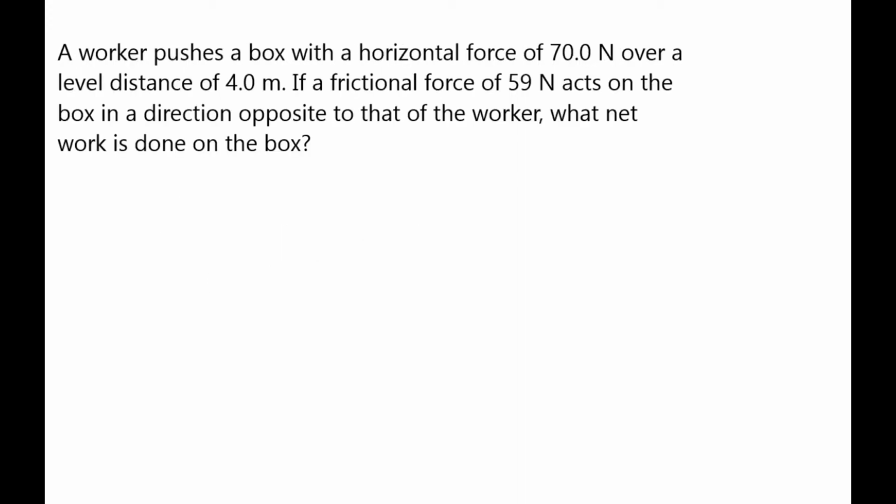A worker pushes a box with a horizontal force of 70 newtons over a level distance of 4.0 meters. If a frictional force of 59 newtons acts on the box in the direction opposite to that of the worker, what is the net work done on the box? We don't have to use anything from last chapter. So we're going to have two different works, right? To find the total work, it's going to be the work done from pushing, and are we going to add or subtract the work done by friction? Subtract. Work done by friction is almost always going to be negative.